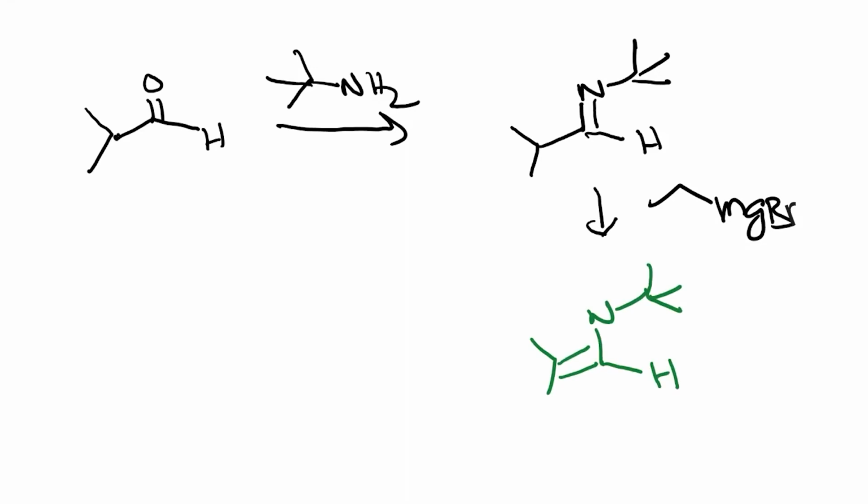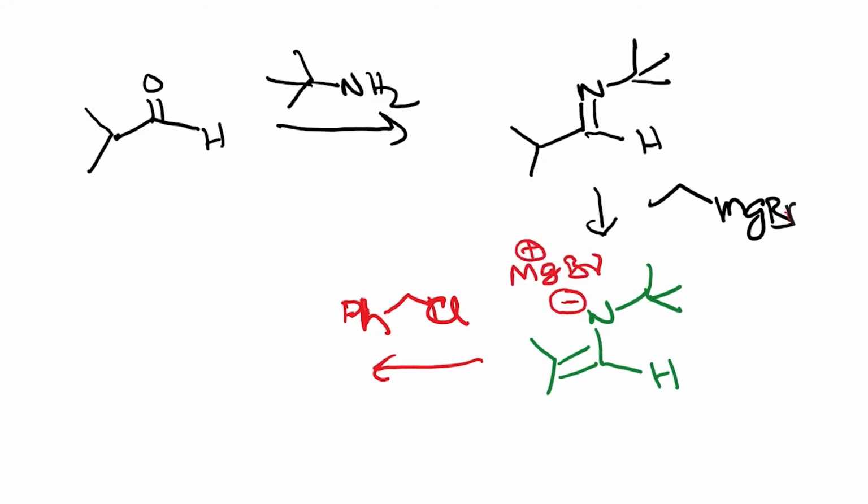And now you can react this with an electrophile such as benzyl chloride, and then you have MgBr, and plus you could also have a covalent bond over here, depending on the nature of that intermediate in solution. So you're going to be able to kick the chloride out. So again, this is like an SN2 reaction.